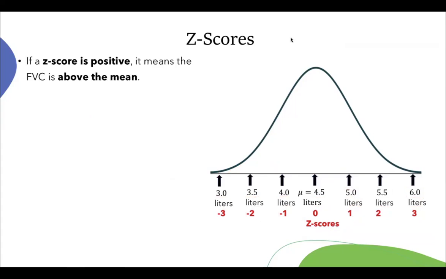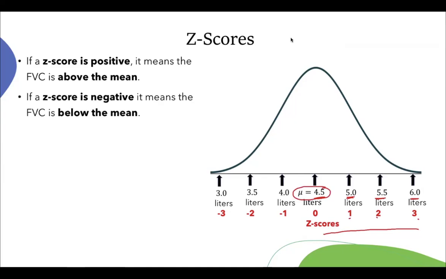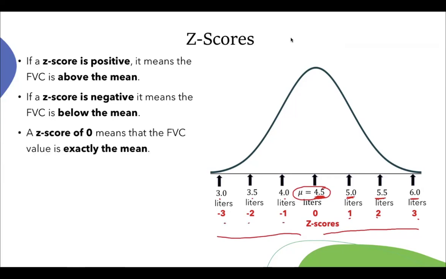So if a z-score is positive, like we see on the right-hand side here, it means that the forced vital capacity is above the mean. So the mean, 4.5, look at these numbers, 5, 5.5, and 6 are all above the mean. They have positive z-scores. Z-scores that are negative are below the mean, values that are below the mean. So if the mean is 4.5, 4.0, 3.5, and 3.3 are all values that are below the mean. And so their z-scores are negative.